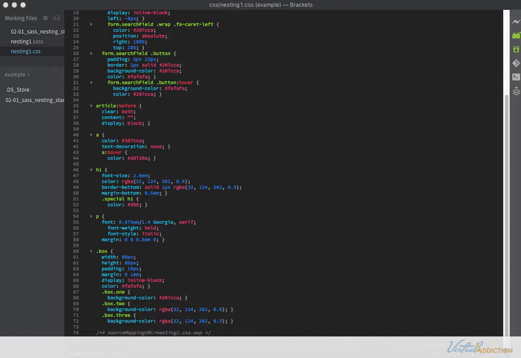I do really love nesting though when I'm dealing with pseudo classes because I think they're really efficient and it allows me to have more readable and maintainable code. I find nesting to be extremely helpful when I'm building menus and navigation bars.